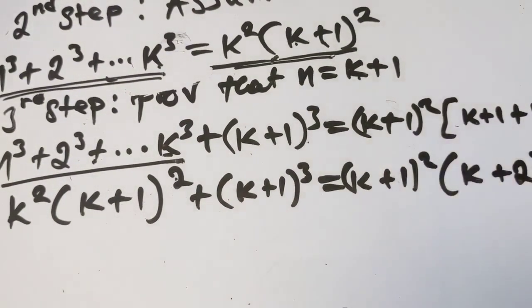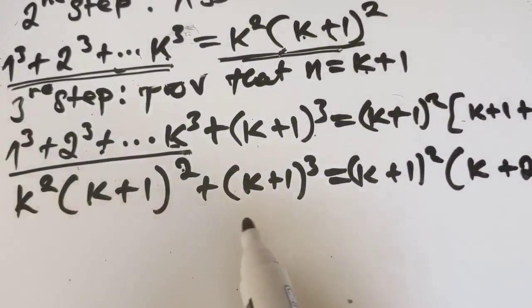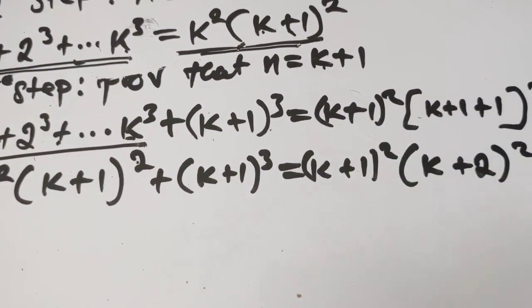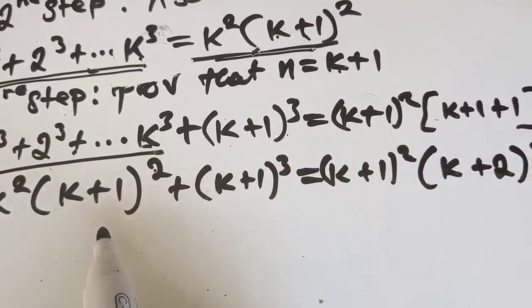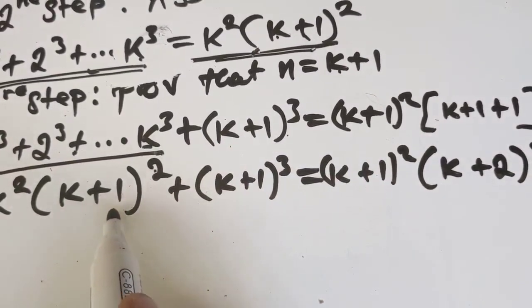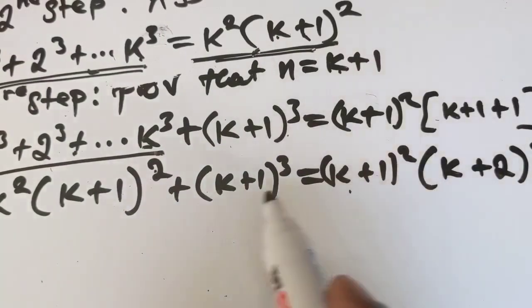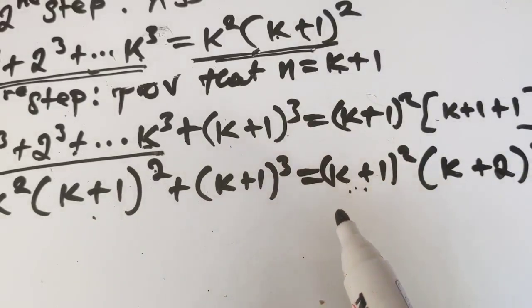So we have to prove, from here, that the left hand side is equal to the right hand side. So if you look at here, this is k plus 1 to the power 2, and this is k plus 1 to the power 2. So these two, they are equal.